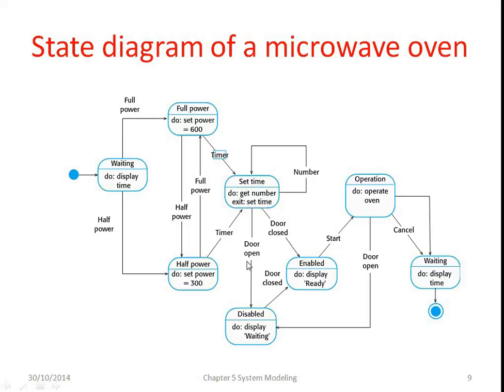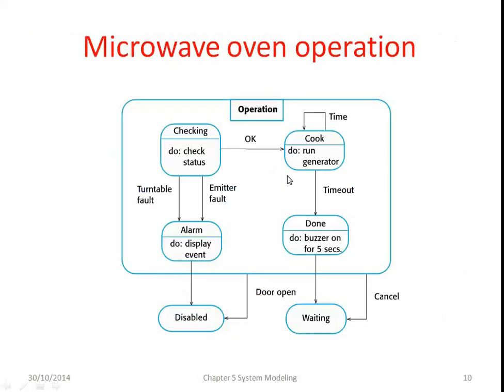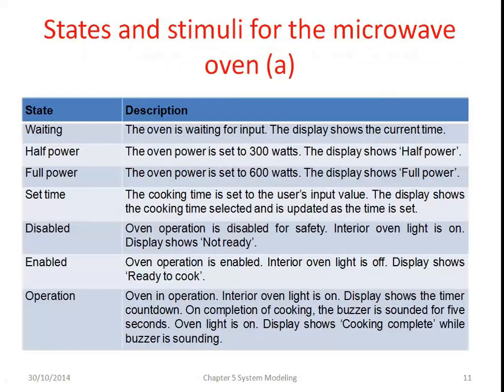So all these are the operations of the microwave oven. It changes the state from one state to another state. And similarly, the microwave oven operations are also shown in the diagram. The states and stimuli for the microwave oven are given here.